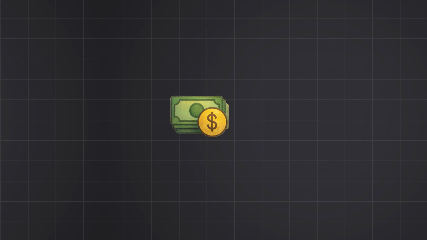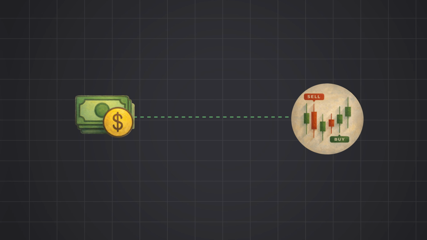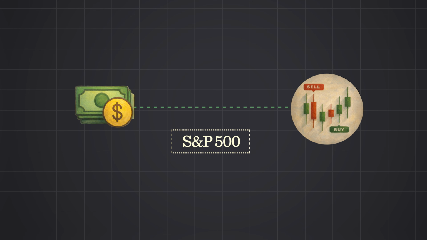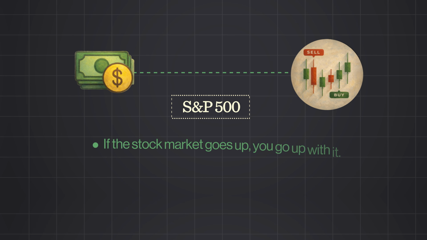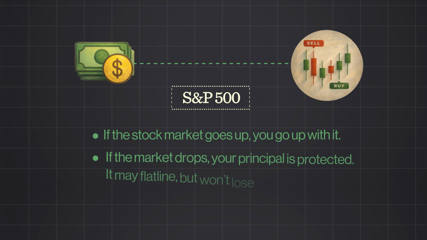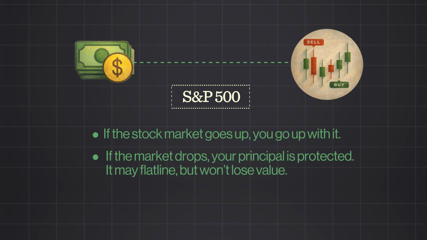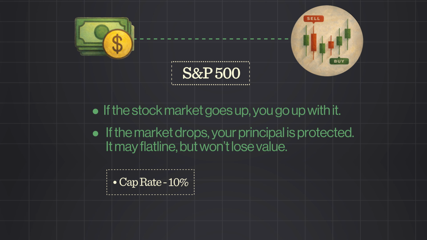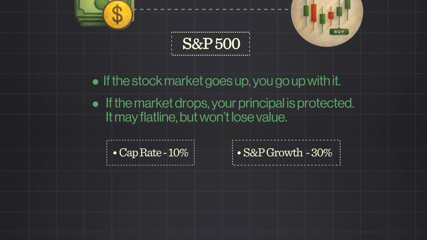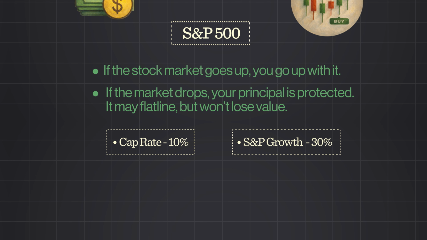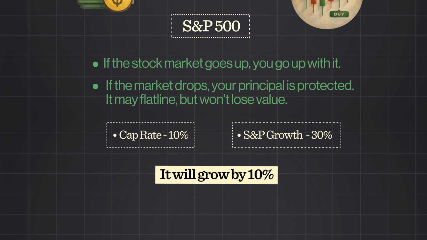What's driving that cash value is that your money is linked to an index. The most common index is the S&P 500 index. If the stock market goes up, you go up with it. And if the market goes down, your principal is protected, meaning you will flatline, but you will not lose money. This limits how much your money can grow by each year. If your cap is 10% and the S&P grows by 30% one year, your money will not grow by 30%. Instead, you'll see it grow by 10%.